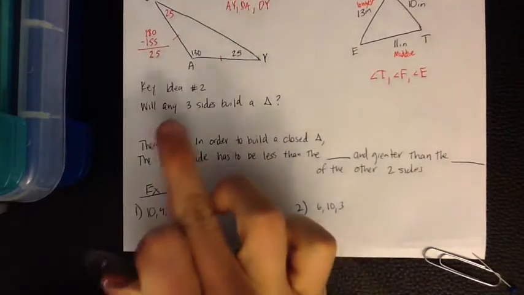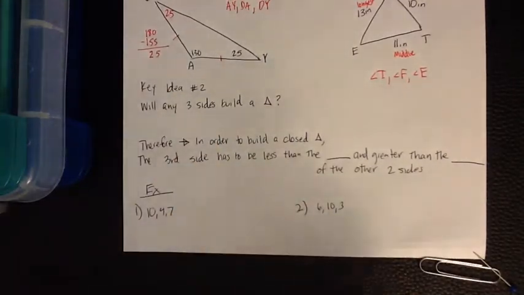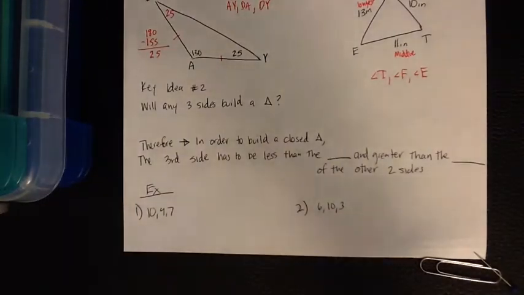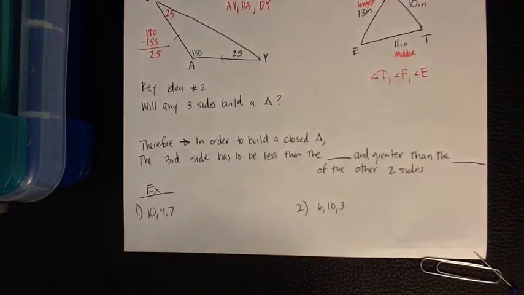And I want to know, will any 3 sides build a triangle? I mean, think about that for a second. Any 3 sides in the world, can we make a triangle? Because the triangle just has 3 sides, but will any 3 sides build it? And hopefully you're thinking about it and you're saying, no, it's not. But I mean, let's look.